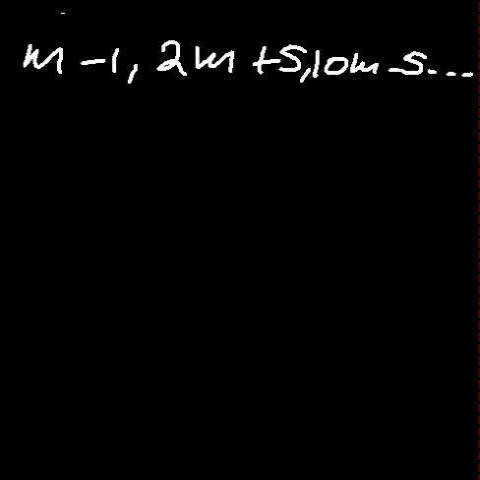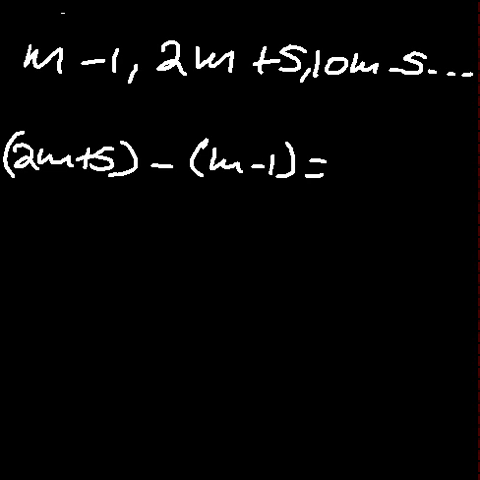So what is the principle behind it? In this case we'll have 2m plus 5 minus (m minus 1) is the same as 10m minus 5 minus... Now let me have it properly here.